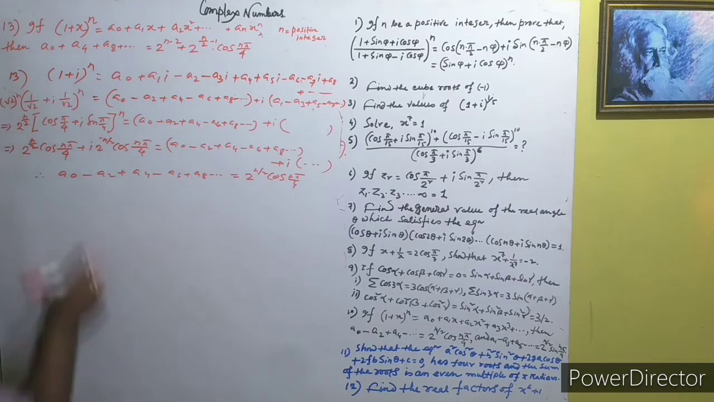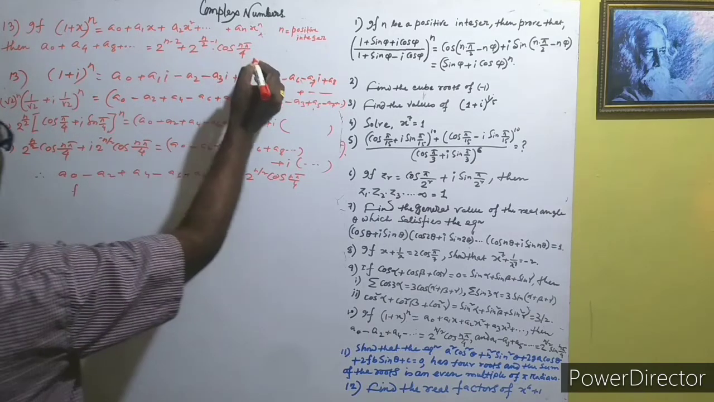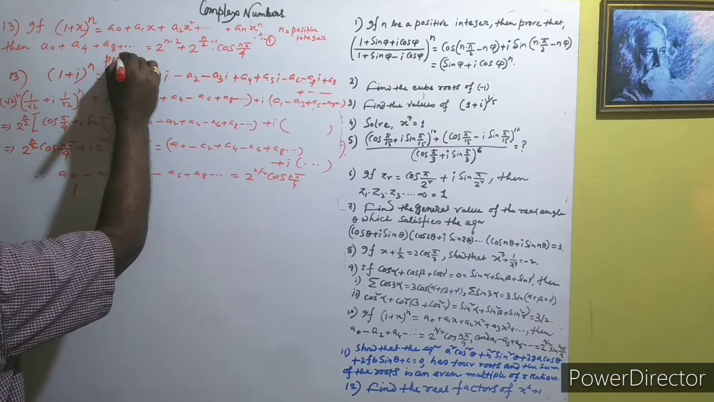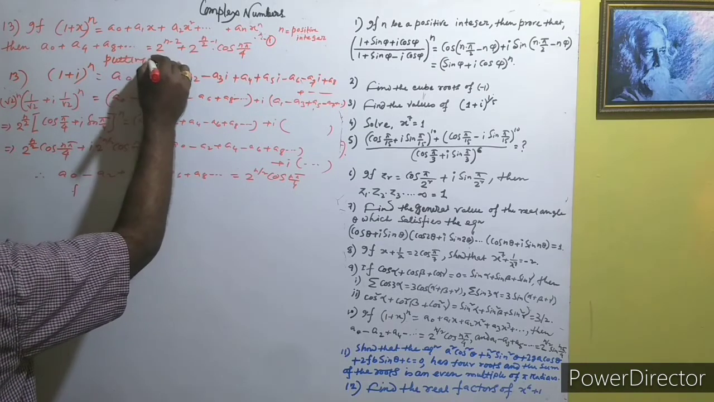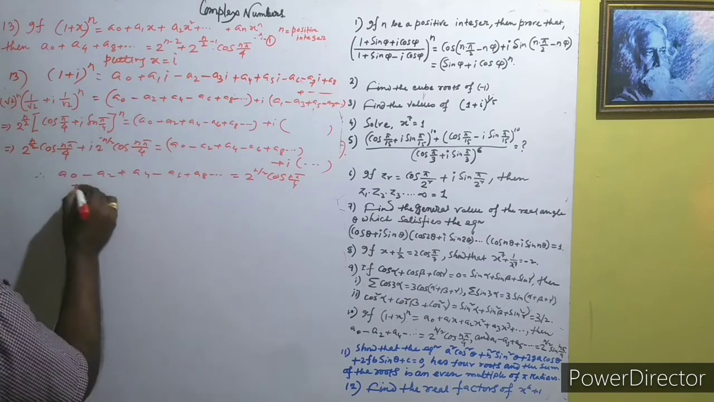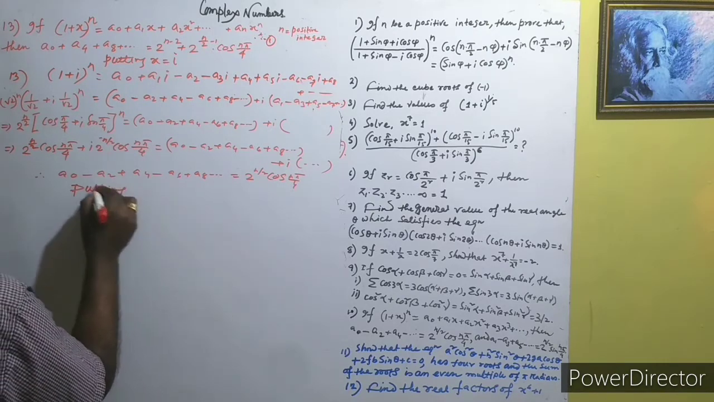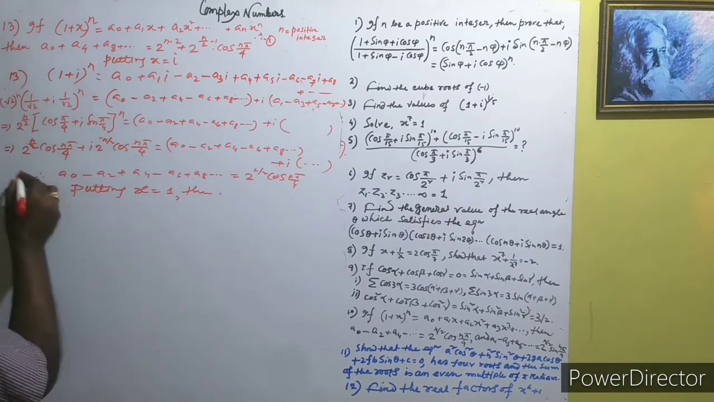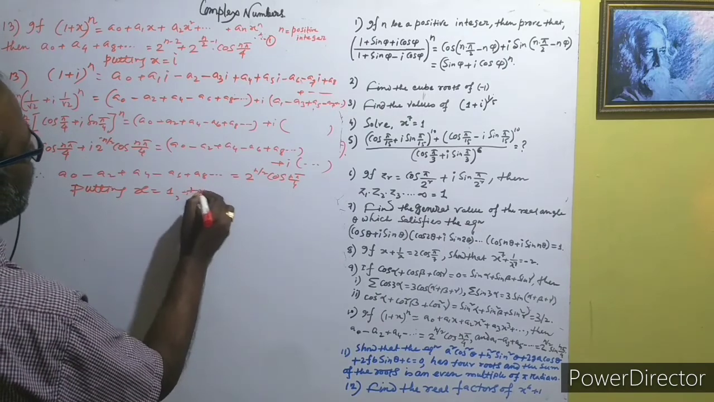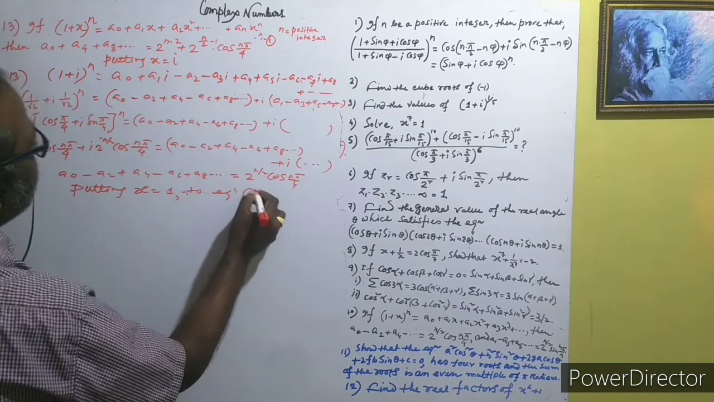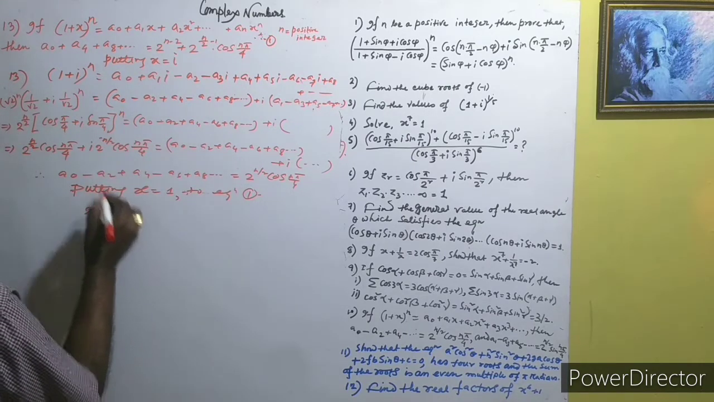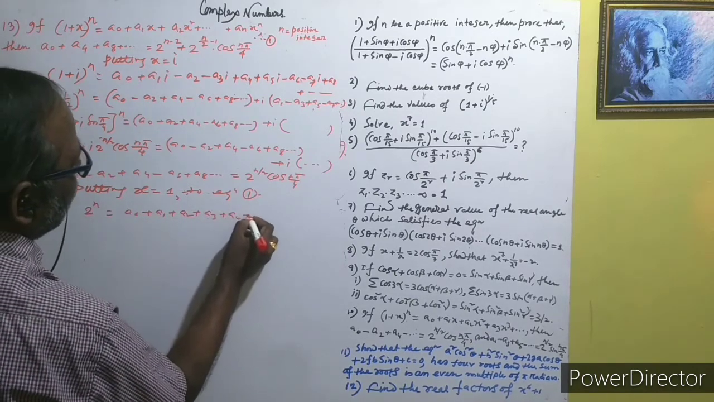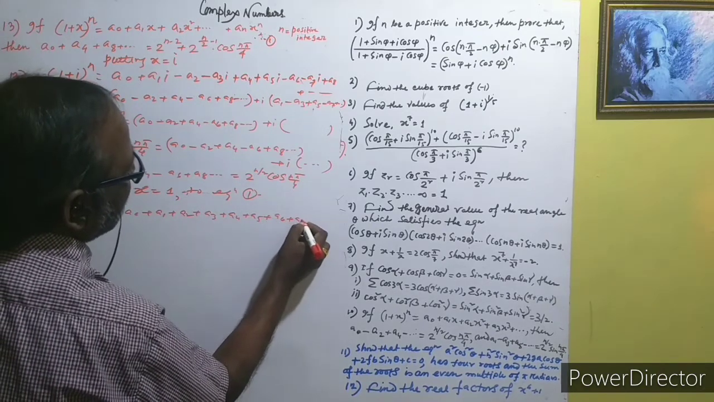So in that case, now let us assume this is equation 1. Putting x equal to 1 in equation 1, this is your 2 to the power n, equal to a0, a1, a2, a3, a4, a5, a6, a7.